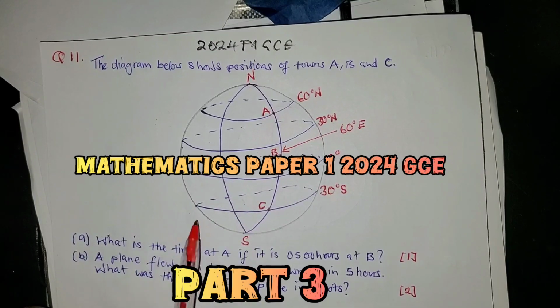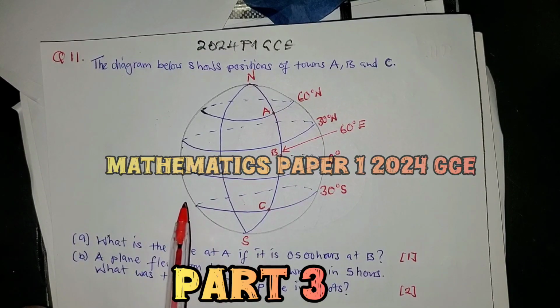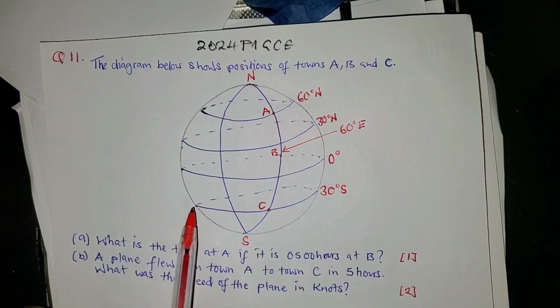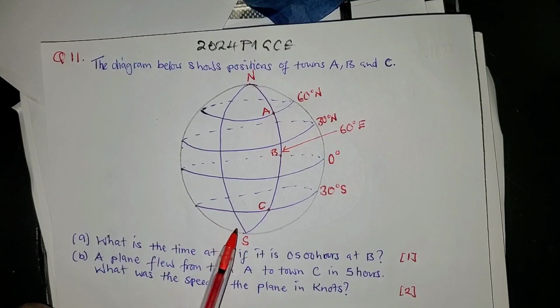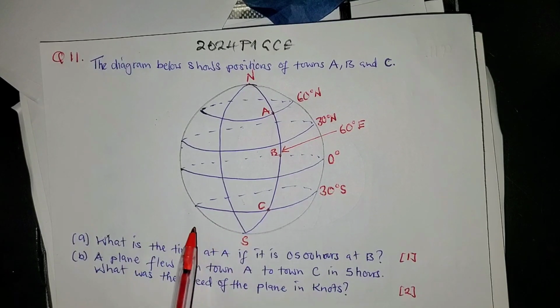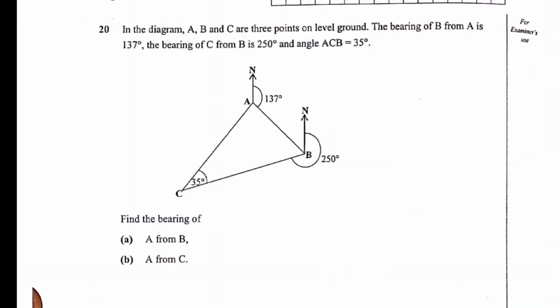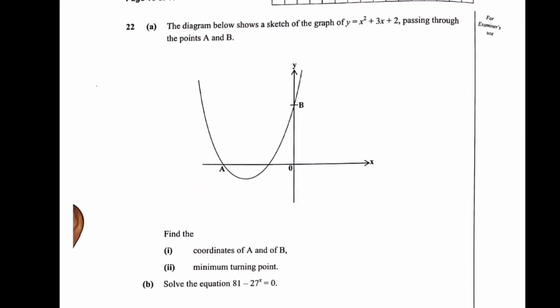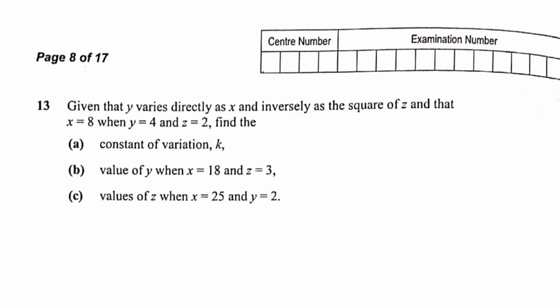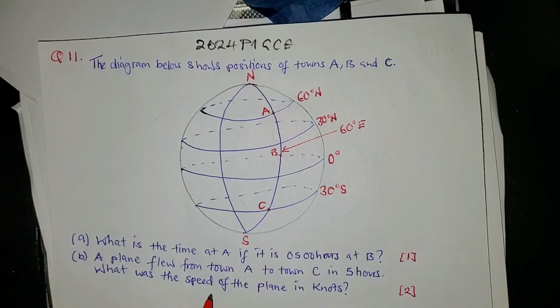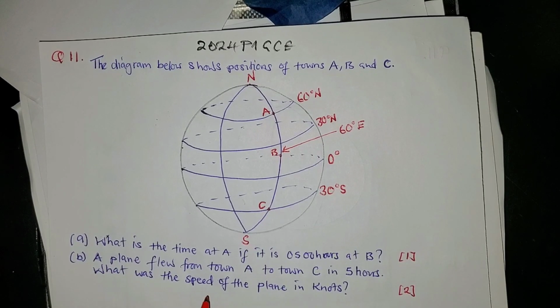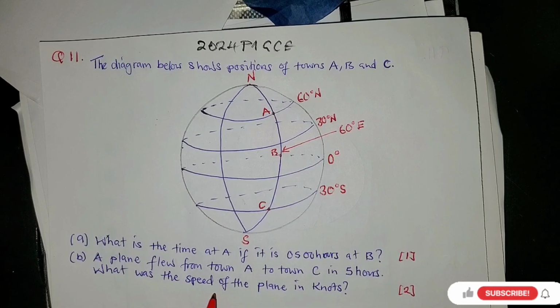Guys, in this video, we're going to solve part 3 of 2024 GCE paper 1 mathematics. I've already done part 1 and part 2, and this is part 3. Part 3 will contain questions mainly from 11 up to 23, key questions that carry a lot of marks, usually 4 marks, 6. Let's start with the first one, which is question 11. Other questions have been covered in part 1 and part 2.